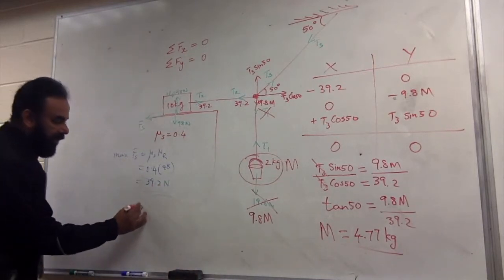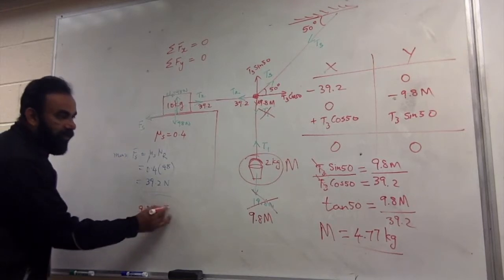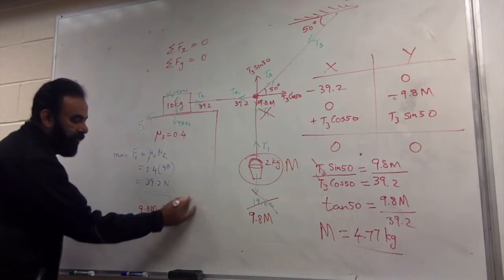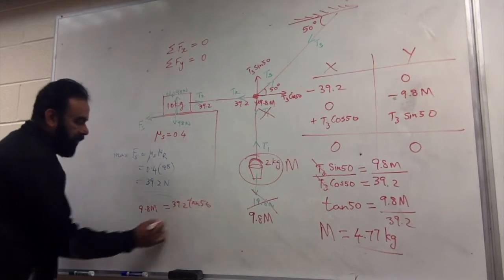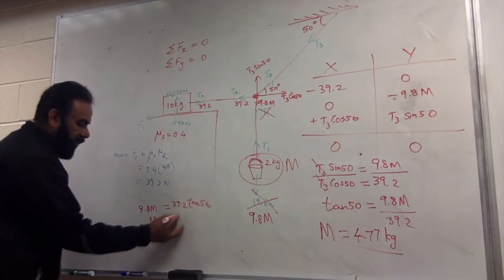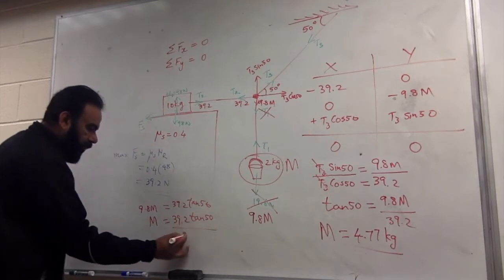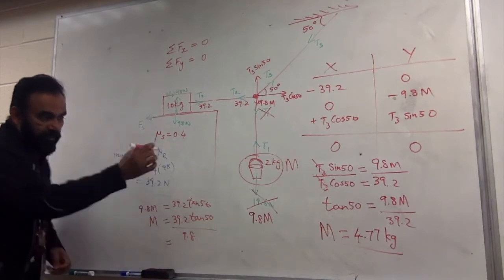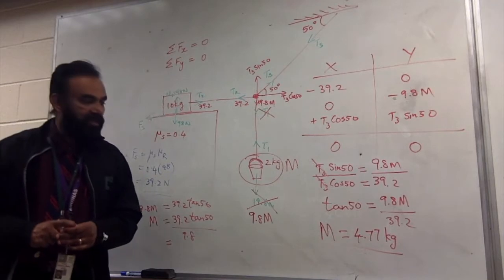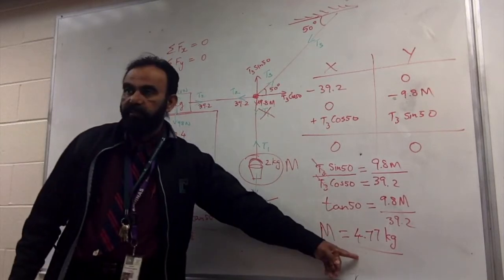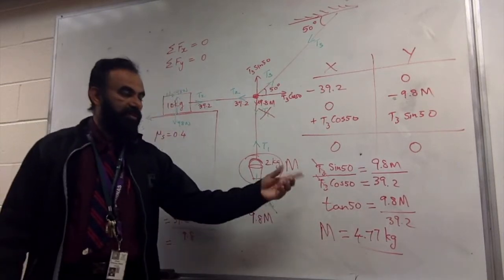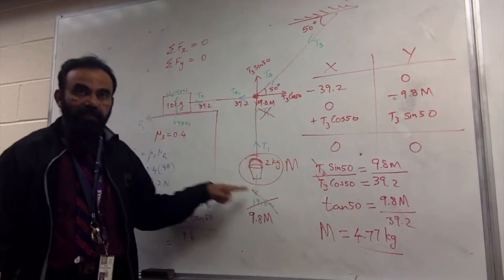So 9.8 m is equal to 39.2 tan 50. Therefore, m is equal to 39.2 tan 50 over 9.8. You'll get 4.77, if you've done the calculations right. So 4.77 is the total mass hanging here.